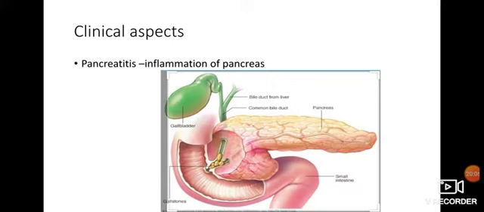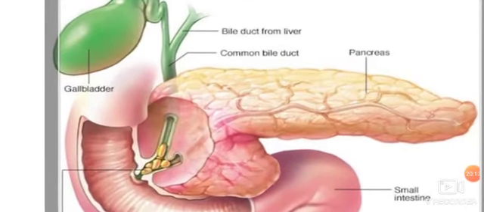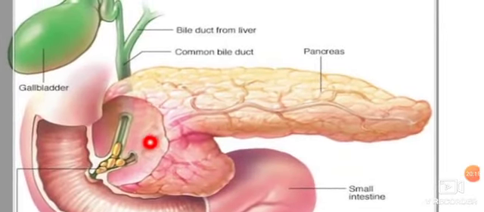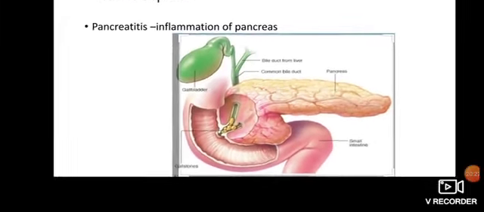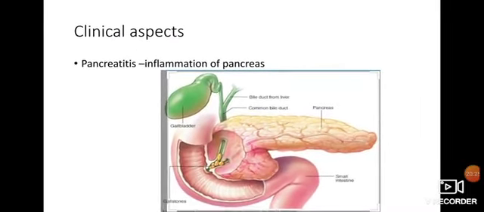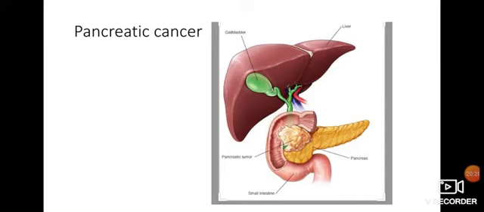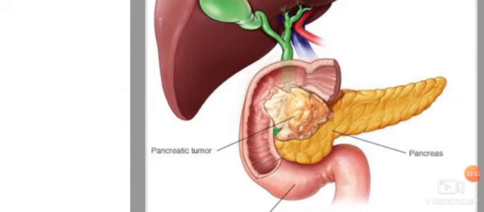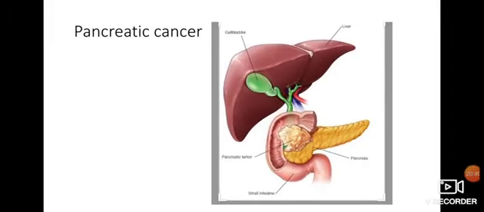Then other clinical aspects are pancreatitis. Pancreatitis is an inflammation of the pancreas. This picture shows a pancreas with inflammation. The head region has a reddish color, that is the inflamed part. Then the pancreatic cancer. In this picture you can see the pancreatic tumor. A tumor develops towards the head region, the upper part of the head region. This is a pancreatic tumor, it's a common condition.